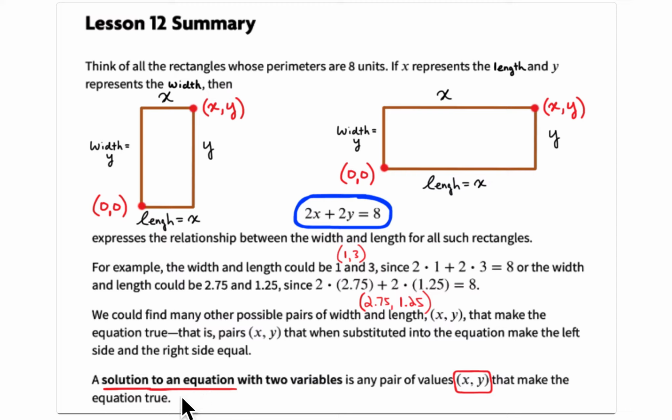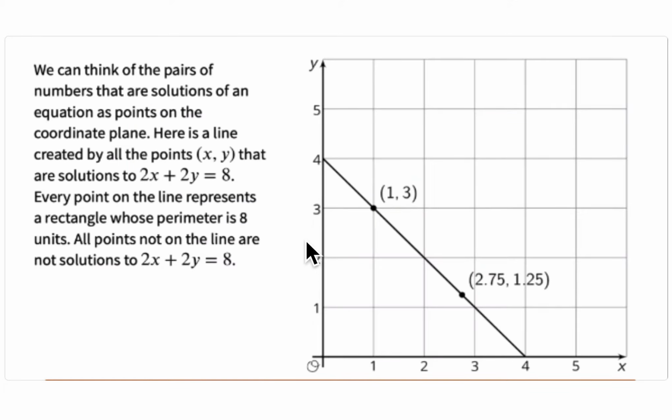So the solution to an equation with 2 variables, x and y, is a pair of values. This is a coordinate pair, an x-coordinate and a y-coordinate. So that's why they call this a pair of values, x and y, that make the equation true. So let's look at this in more detail.